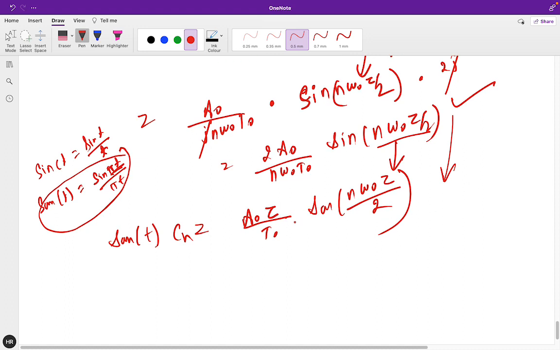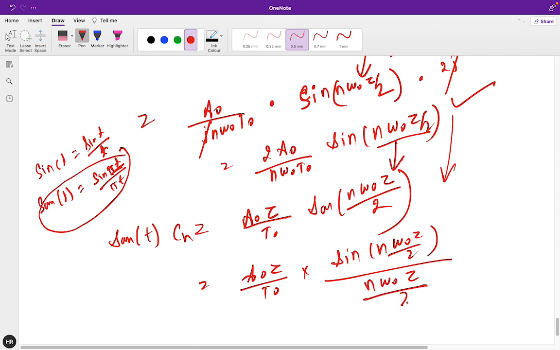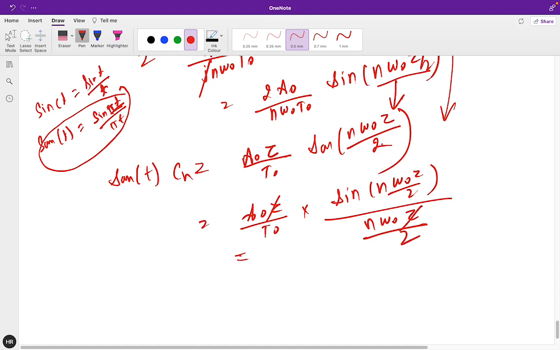Okay, so here some numerator and denominator multiplication is there, upside and downside, to make the signal like this. So let's check: A naught tau t naught into sine n omega naught tau by 2 divided by n omega naught tau by 2, this gets cancelled out. This is going upside, so 2 A naught t naught and sine t, sine t. Okay, just hold a minute. Yesterday we had seen, I think, sine t and sine t should get the result.